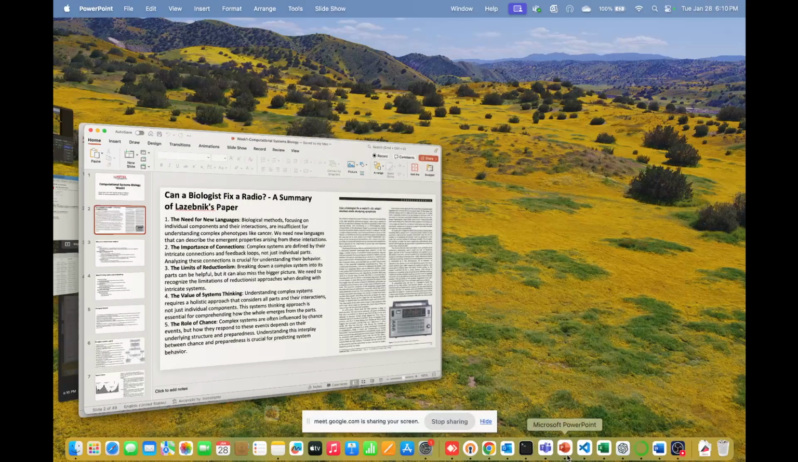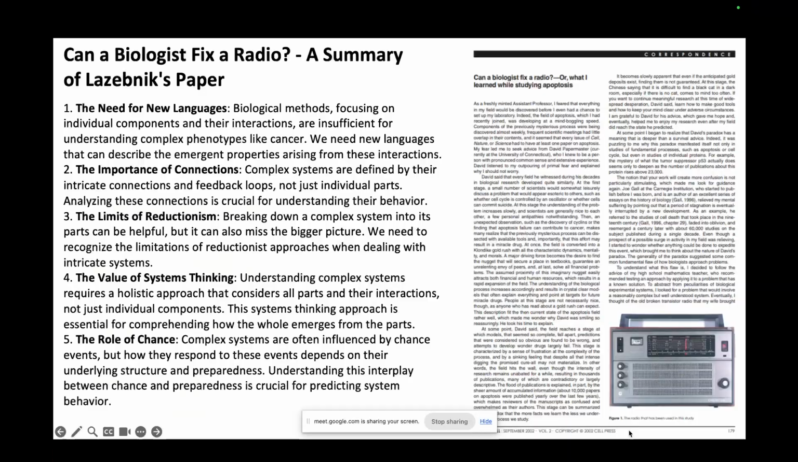Okay, let's get back to this. I have made five points about the paper, what the paper is actually telling us. The first one is the need for new languages. As I was saying, biological methods focusing on individual components and their interactions are insufficient to understand complex phenotypes. Say, for example, cancer.